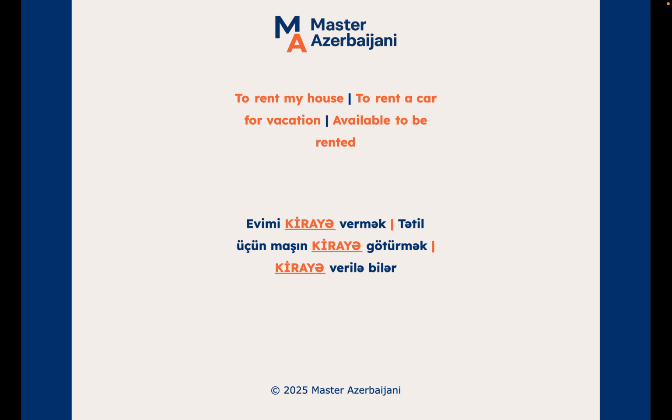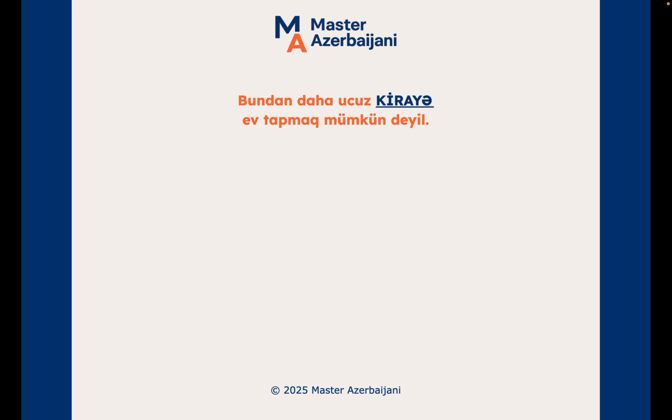Let's use some sentences. Bundan daha ucuz kiraya ev tapmak mümkün deyil. Let's see. It is impossible to find a cheaper house rent than this. Let's break it apart. Mümkün değil means it's not possible, so it is impossible. Kiraya ev tapmak, to find a house for a rent, basically.